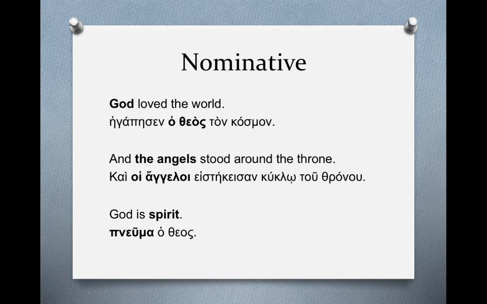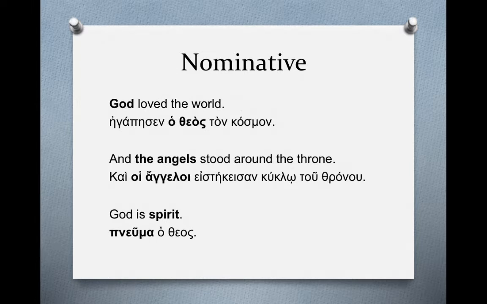Or this one, God is spirit. Now, we're not going to recognize pneuma. Pneuma is a third declension word. It's a little complicated on how it forms. But here we see pneuma functioning as the predicate nominative. So the first two examples, God loved the world, the angels stood around the throne, those are both functioning like subjects. But God is spirit. Here, spirit is renaming God. It's giving us a characteristic of God, and this is called the predicate nominative. This is another function of the nominative case.